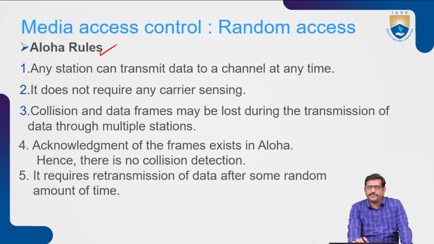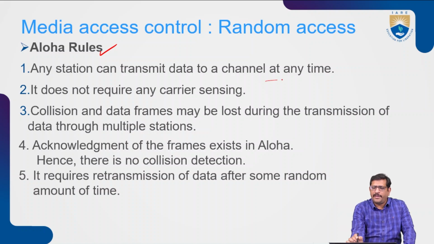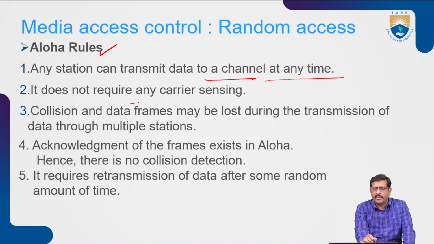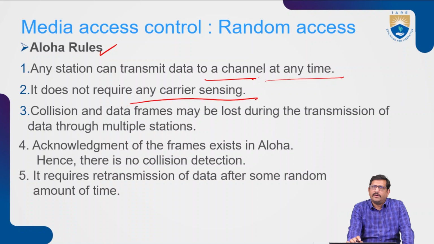The rules are: any station can transmit data to a channel at any time, whatever channels are available over the transmission media. So the data can be transmitted from any station to any other channel, depending upon the availability over the network. The second rule means it does not require any carrier sensing. Here in the Aloha protocol, sensing is not required.